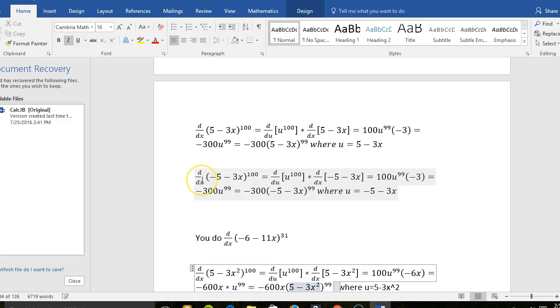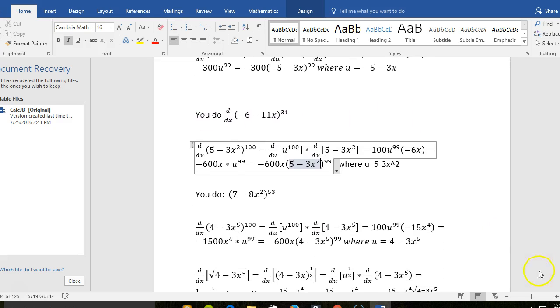Now this one down here, you just do the similar thing, except u equals negative 5 minus 3x instead of positive 5 minus 3x. You just go through the same motions. I'll leave this one for you, and I'll also naturally leave this one for you right here. Okay, let's go down. D by dx of 5 minus 3x squared to the 100 power.